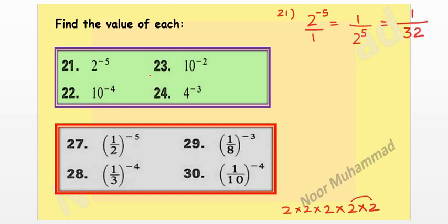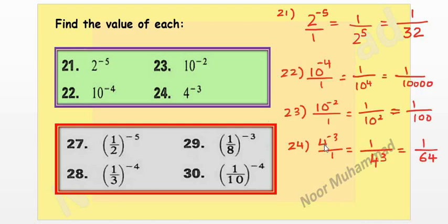Clear? So solve question number 22, 23, 24 on your own, and then play the video to check your answers. So here are all the answers, girls. Okay, question number 27, 28, 29, 30.